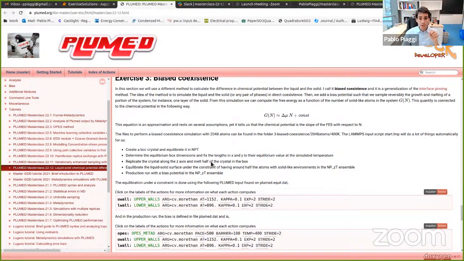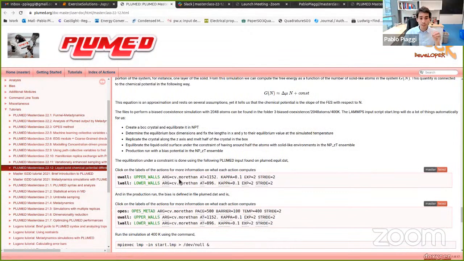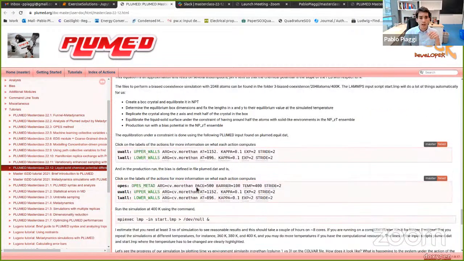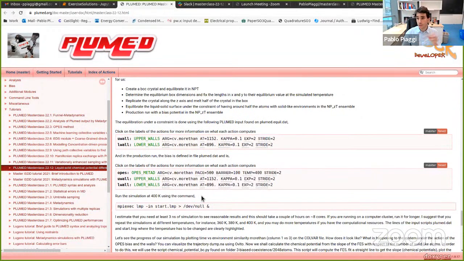Okay, so what we're going to do is the following. So the PLUMED input is we will have an upper wall and a lower wall that will limit the growth or melting of the system. We choose values that are consistent with making just one layer grow or dissolve, one layer of our crystal. Once we have that, we can add a bias potential. Here also we're using OPES. And we're going to sample reversibly this small interval of growth and melting.